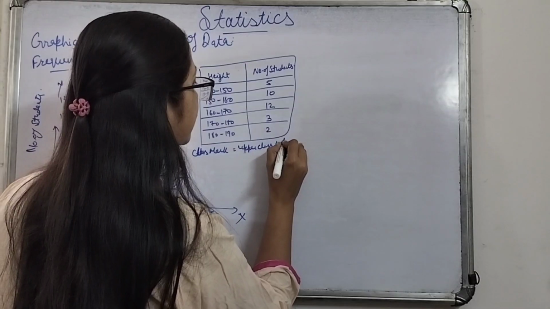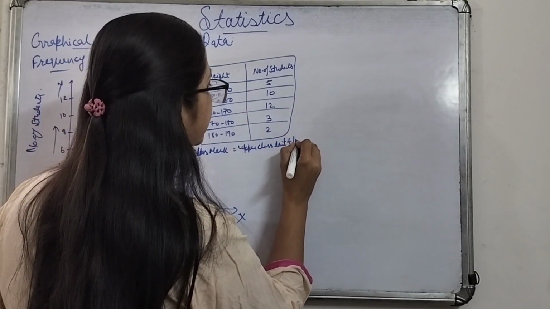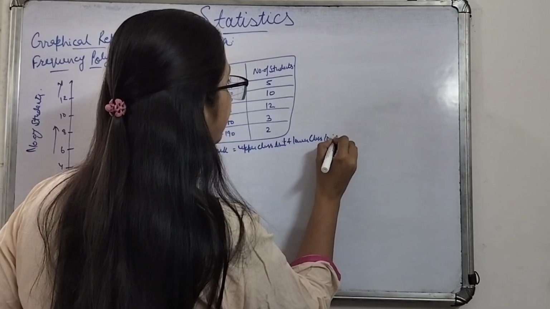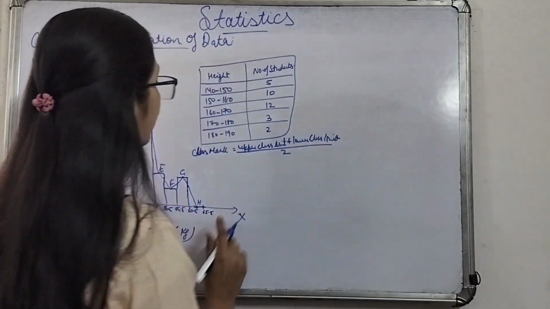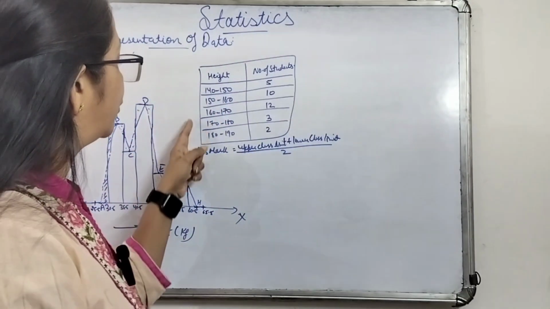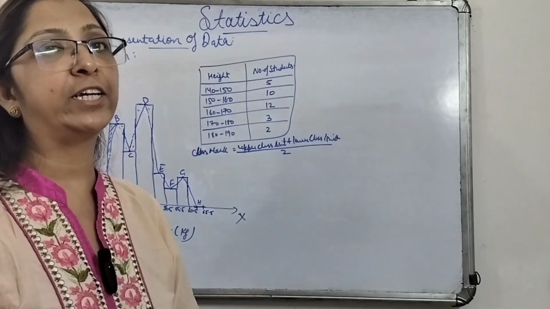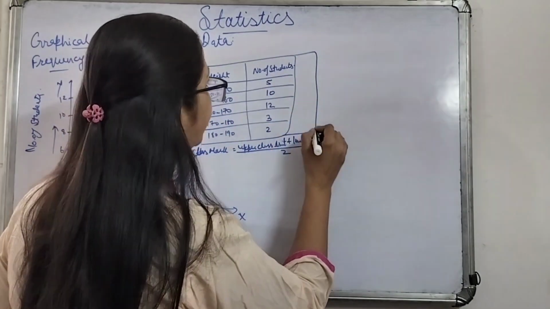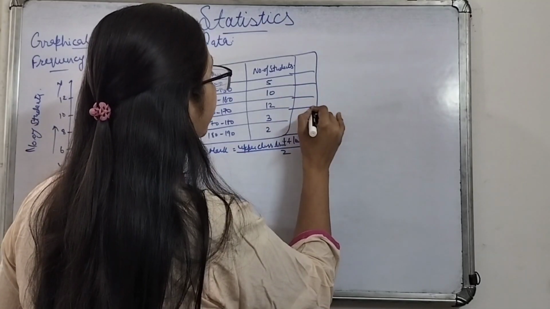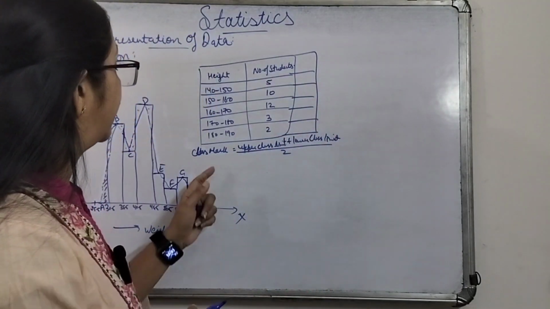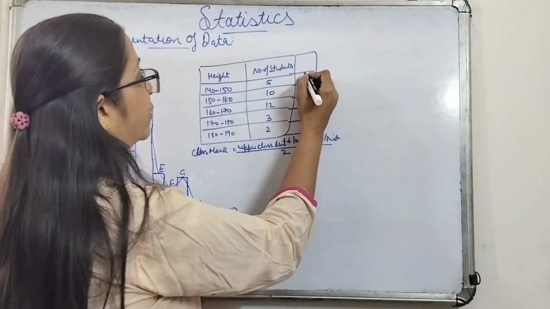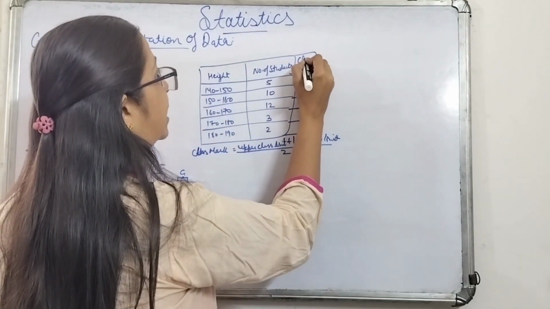plus lower class limit divided by 2 will give you the class mark. So for every class interval, we will be finding the class mark. Over here, we'll make one more column for the class mark. 140 plus 150 divided by 2 will be 145. This is your class mark.